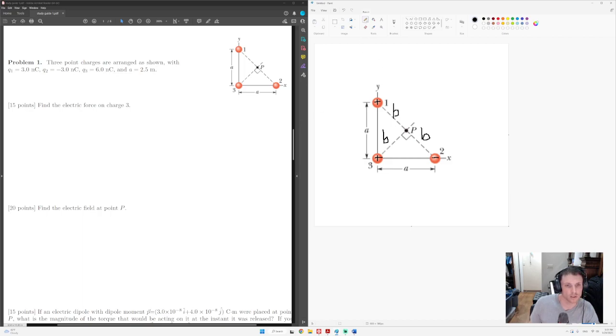We're going to draw the vectors in, right? So we want to find the electric force on charge 3. That means charge 1 is going to exert a repulsive force on charge 3, right? Because like charges repel each other. So let's draw an arrow in like this, right? This is going to be, let's call it E1. So that's the electric field due to charge 1.